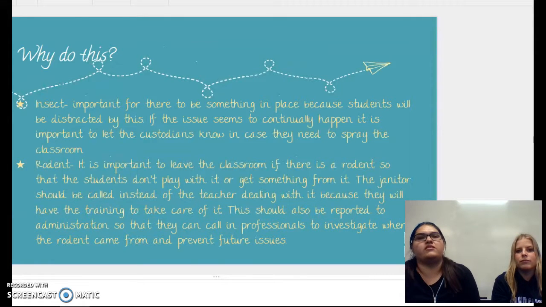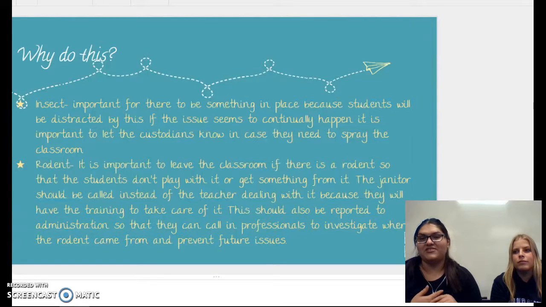It's important to do this, obviously, because if a bug comes in the classroom, kids, and myself too as a teacher, just don't like those things. So obviously you're not going to want to handle it. It's just important to have that in place. And again, if you notice that maybe your classroom needs to be sprayed, then that's something that you should address.